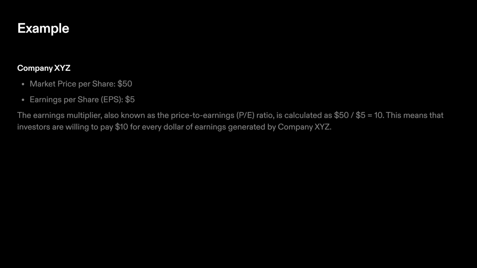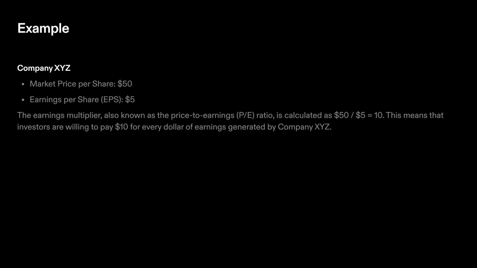Example: let's say company XYZ has a market price per share of $50 and earnings per share, EPS, of $5. To calculate the earnings multiplier, $50 divided by $5 equals 10. This means that investors are willing to pay $10 for every dollar of earnings generated by company XYZ.